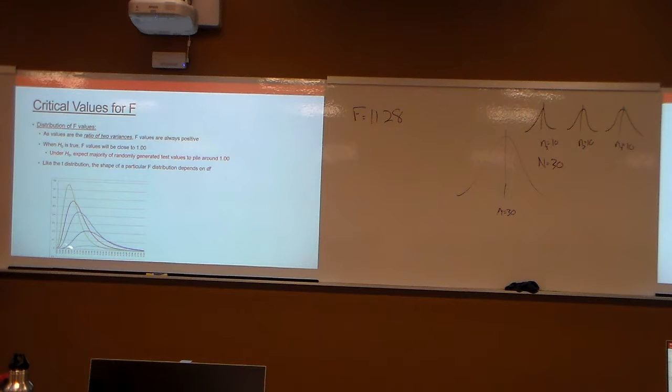So, critical values for our F table, okay? Our F distribution looks like something like this. The lowest value here is 0.